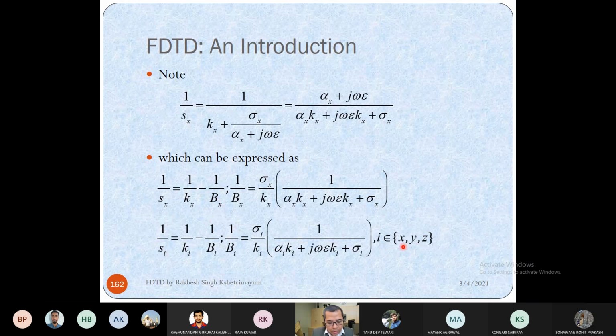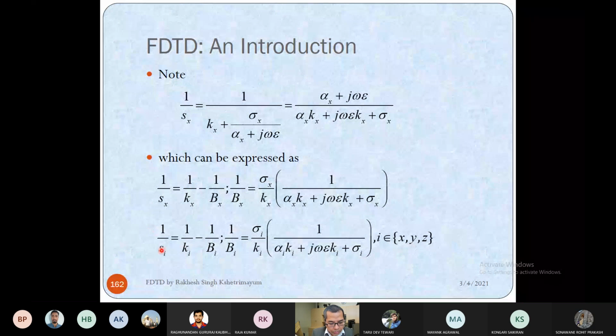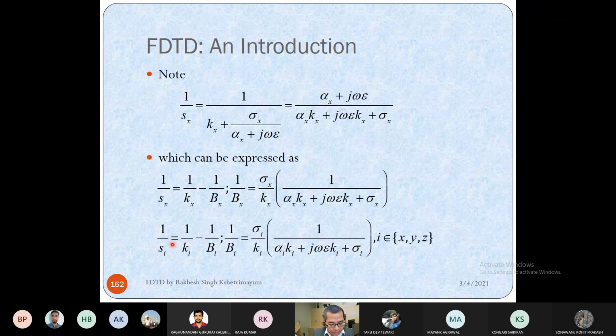I could take the value as x, y, or z. So in the general expression we have 1 by Si is equal to 1 by Ki minus 1 by Bi, where 1 by Bi is equal to sigma I by Ki, 1 by alpha I Ki plus j omega epsilon Ki plus sigma I. If you substitute x here, it will be the expression for 1 by Sx. If you substitute I as y, then it will be the expression for 1 by Sy. If you substitute I as z, then this will be the expression for 1 by Sz. So from this relation, you can find the inverse Fourier transform.